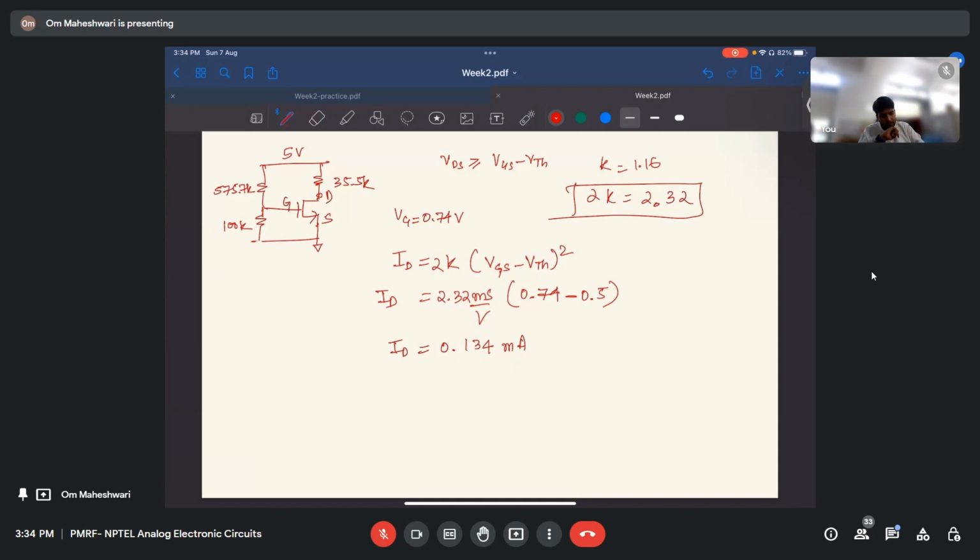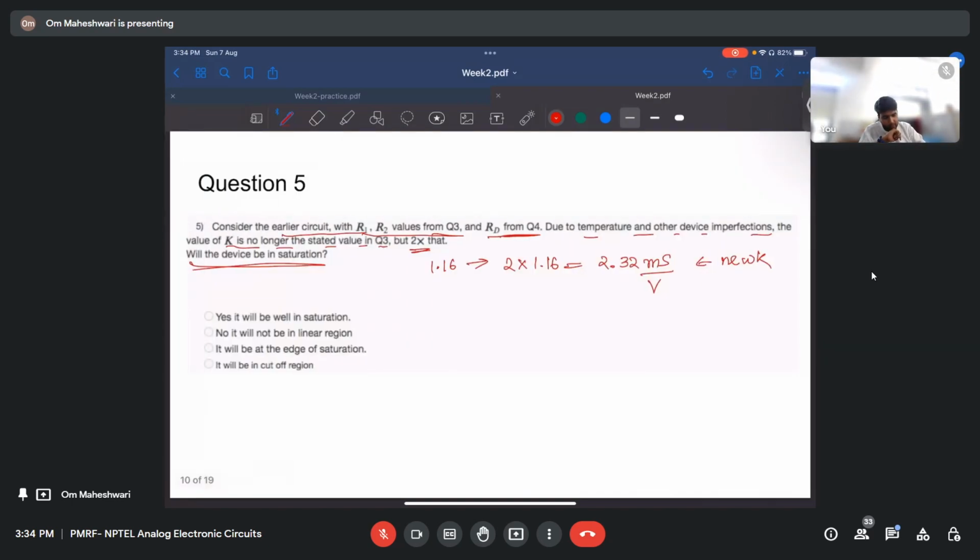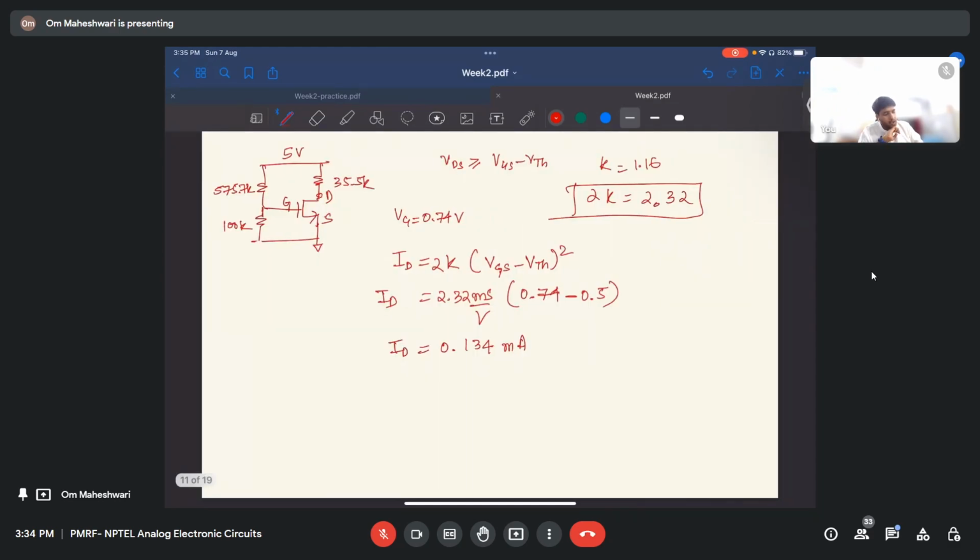So next, what do we have to find? We have to find what the region of operation is. For saturation, we know VDS is greater than or equal to VGS minus VTH. For linear, VDS is less than VGS minus VTH. Right? This is saturation. This is linear. So in any case, we need to find VDS, right?